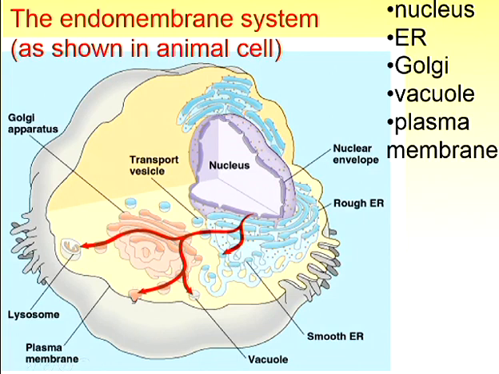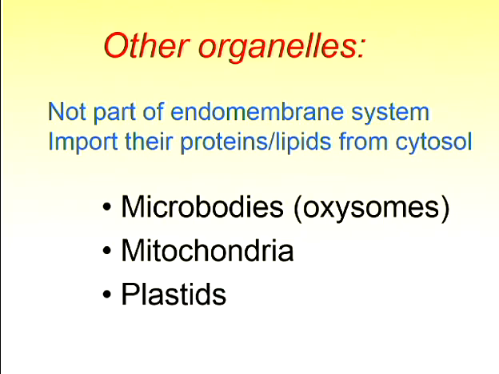There are additional organelles that you haven't seen yet, and they do not get their proteins and lipids from the endomembrane system. They are a little bit independent or semi-autonomous. And those are the ones that we are going to look at next. So these are the last three organelles: the microbodies, also called oxysomes, the mitochondria, and the plastids.